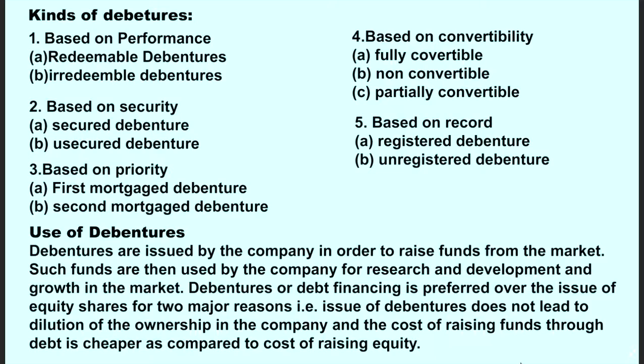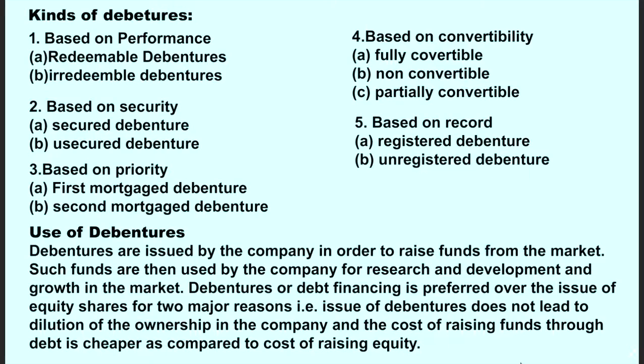Based on priority: first mortgage debenture and second mortgage debenture. First mortgage debenture has some priority over second mortgage debenture. Based on convertibility: fully convertible, non-convertible, and partially convertible. Fully convertible are debentures which can be fully converted into shares or any other instruments. Non-convertible cannot be converted. Partially convertible debentures are debentures which can be partially converted to shares or instruments.